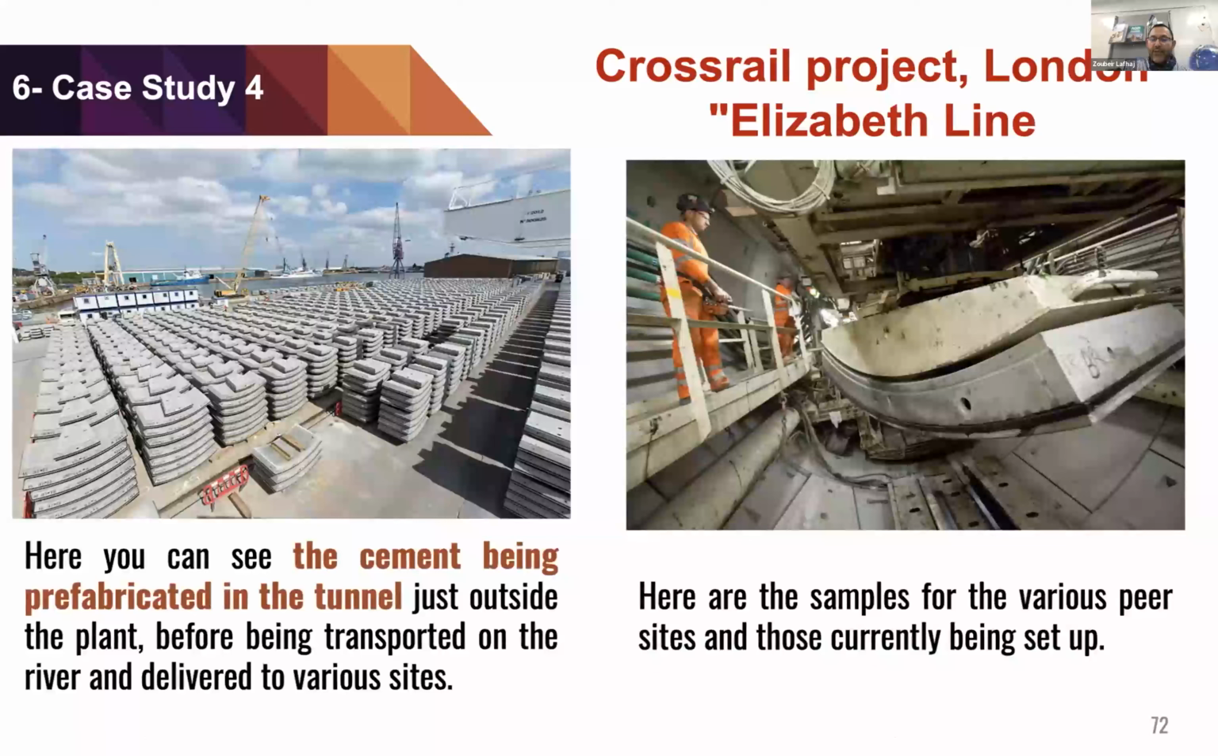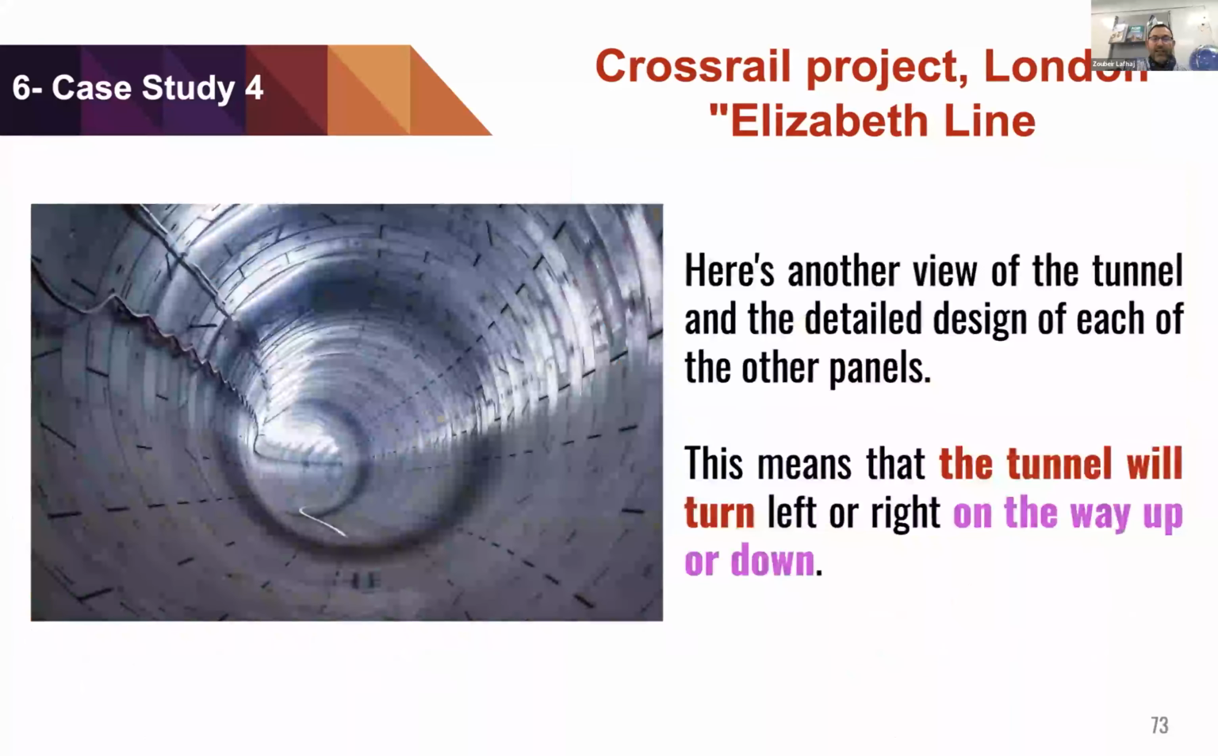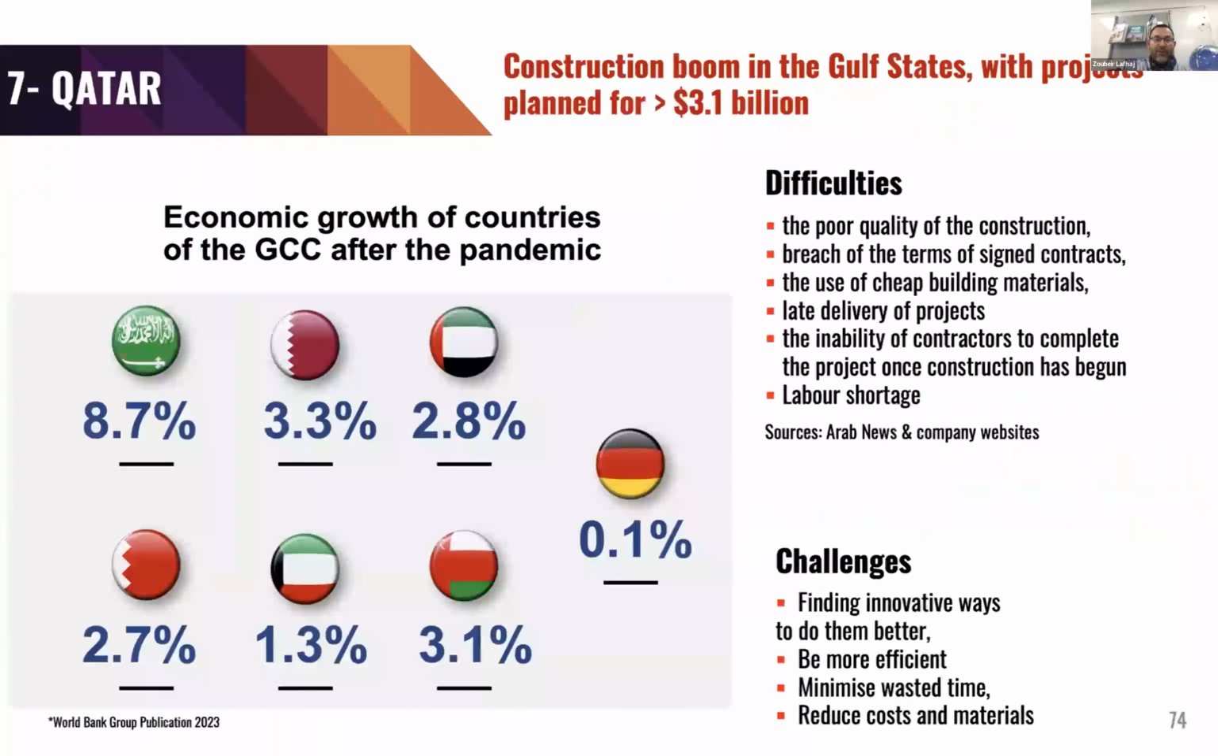Here are samples of the various pier sites and those currently being set up. The cement being prefabricated in the tunnels. We can see here that this means the tunnels will turn left or right on the way up or down.